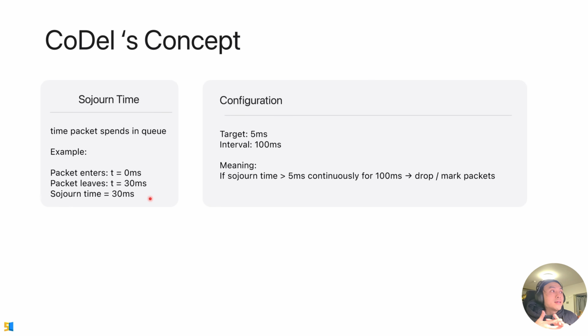CoDel has several configurations, and two of the main ones are target and interval. If the target is 5 milliseconds and the interval is 100 milliseconds, it means that if the sojourn time is greater than the 5 millisecond target continuously for 100 milliseconds, it will drop the packet or mark it if ECN is enabled.